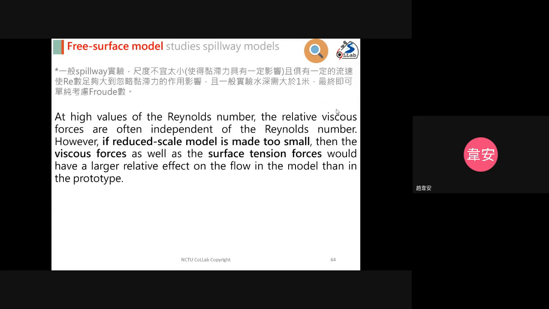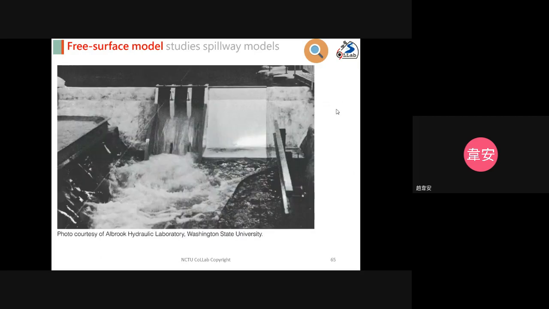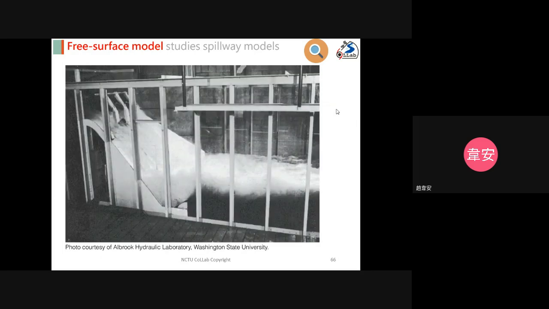At high values of the Reynolds number, the relative viscous forces are often independent of the Reynolds number. However, if the reduced scale model is made too small, then viscous forces as well as surface tension forces would have a larger relative effect on the flow in the model than in the prototype. So this photo shows the spillway behavior, and another photo is a lateral view of the spillway modeling in the laboratory.